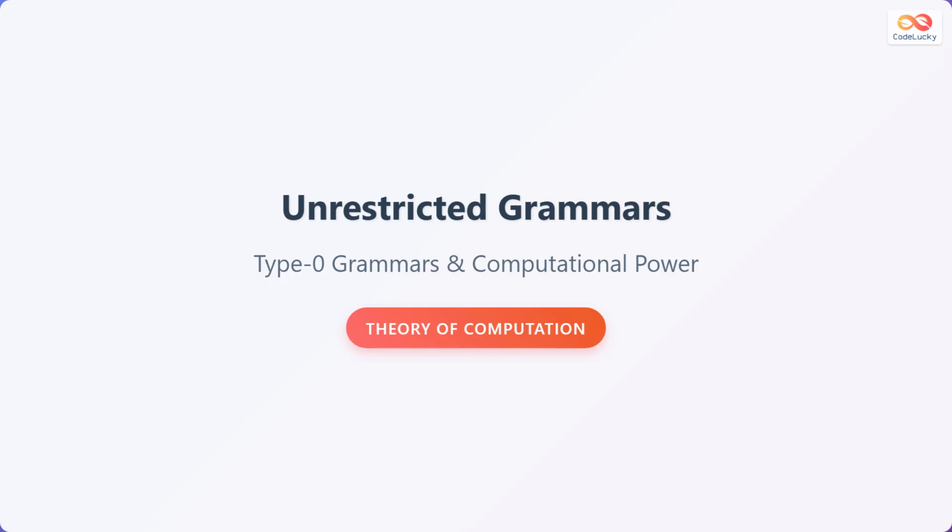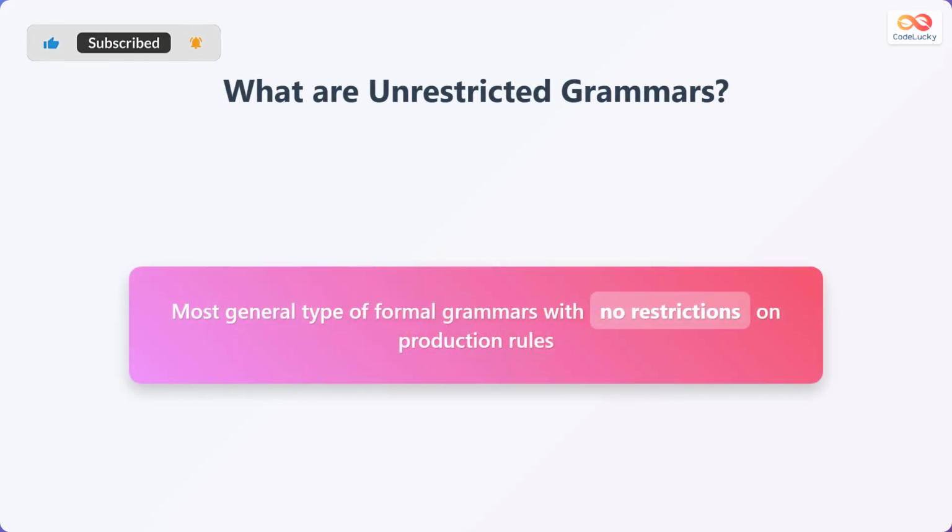Let's delve into the world of unrestricted grammars, also known as Type-0 grammars, and explore their computational power. This falls under the theory of computation. Unrestricted grammars are the most general type of formal grammars. The key characteristic is that there are no restrictions on their production rules.